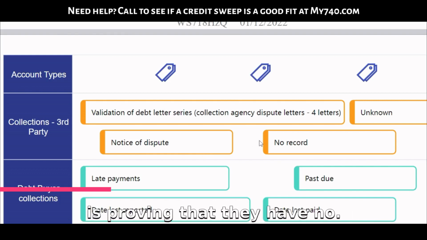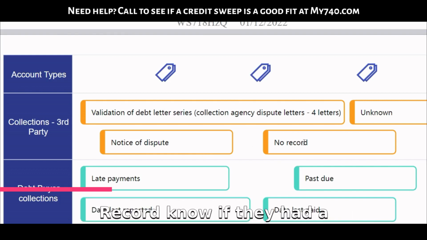Another thing that you can use is proving that they have no record. Now, if they had a record of this account, then obviously they would have been able to furnish documentation to validate the debt, and they never do. They never, ever do.